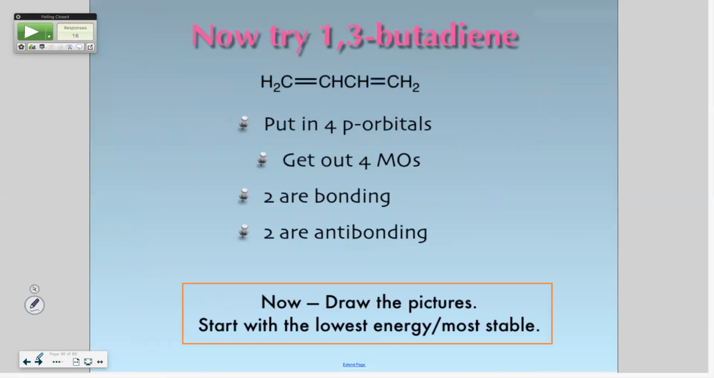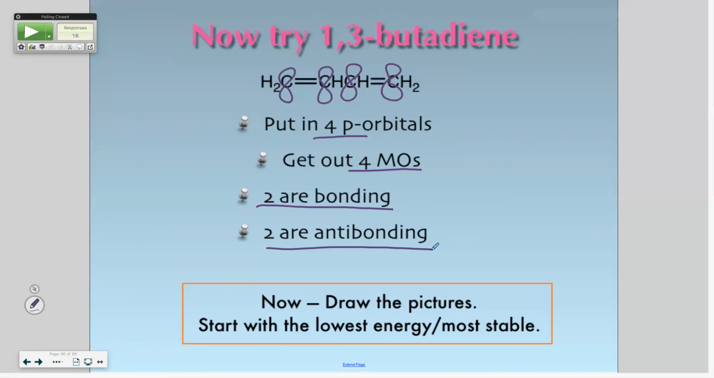So we're going to do 1,3-butadiene. Notice that we have a p orbital on each one of these carbons, because every one of them is sp2 hybridized. We're going to put in 4 p orbitals, so we're going to get 4 molecular orbitals. 2 will be bonding and 2 will be anti-bonding. And now we're going to draw the pictures. Are you with me so far?